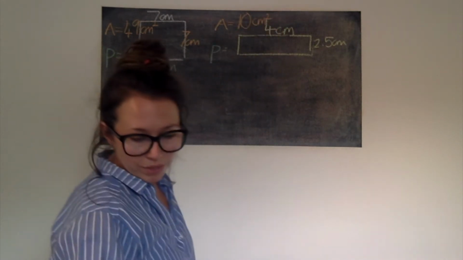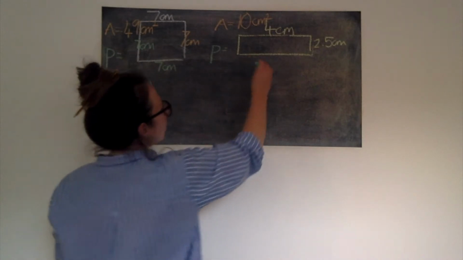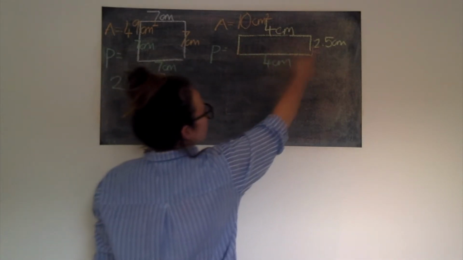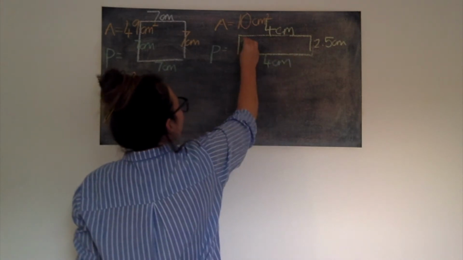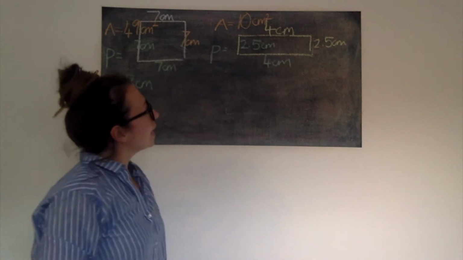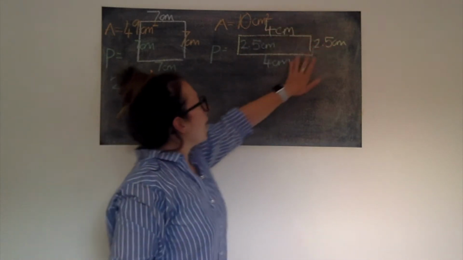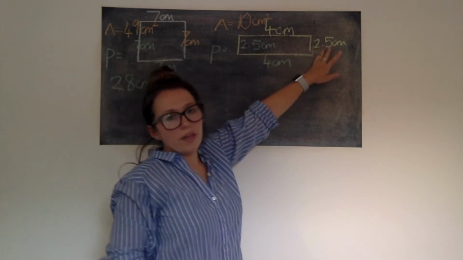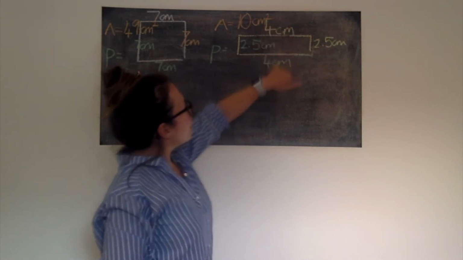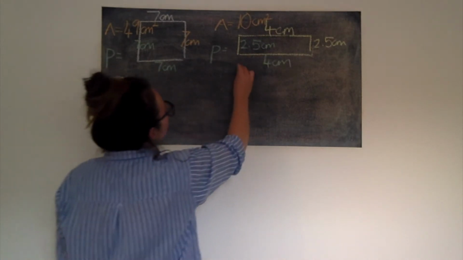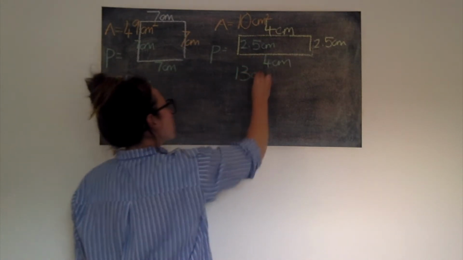Okay? Perimeter, same as before. I'm going to fill in the missing information. So the opposite sides are equal because it's a rectangle. So this is 4 and this is 2.5 centimetres. Now we add up all of those around the outside edges. I'm going to do 2.5 and 2.5 together. This gives me 5. And then add the 8 there. So the perimeter of this shape is 13 centimetres.